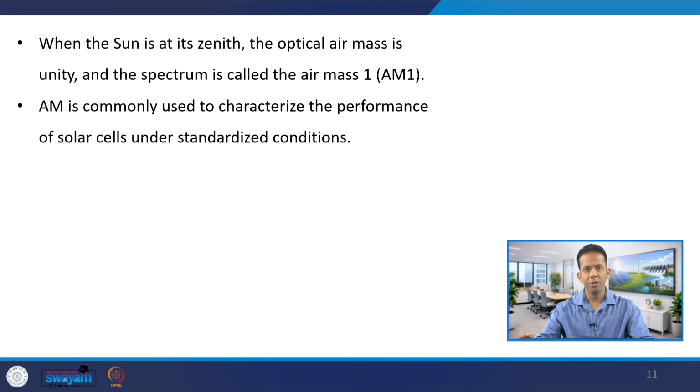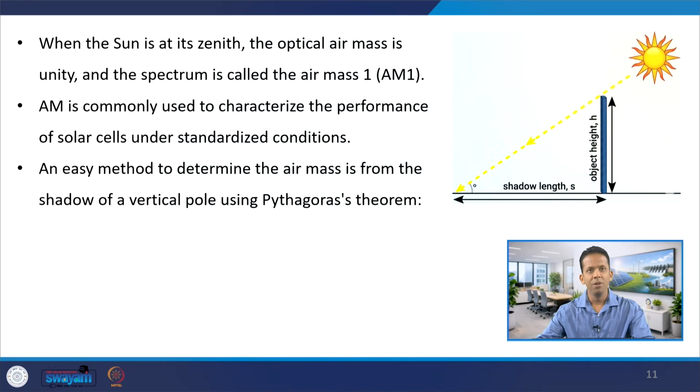Now, there is another way to calculate air mass. When the sun is at zenith, the optical air mass will be unity because cos 0 is 1, so 1 by 1 would be 1. So, air mass will be 1 when the sun is at its zenith, the topmost position, the overhead position.